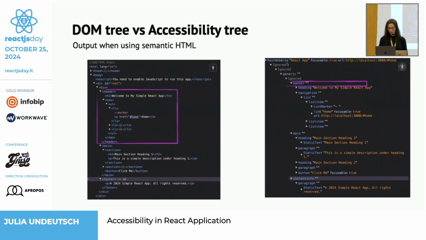And when you see here, it's the ignored things. These are all the divs and the spans which are only used for styling purposes. So the accessibility tree actually only renders what is important for the screen reader users and which contains text or meaning.